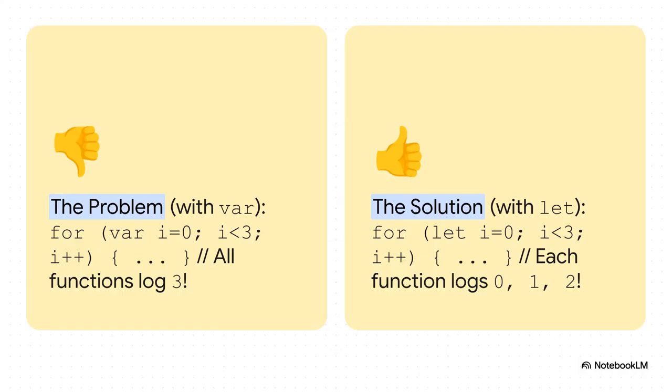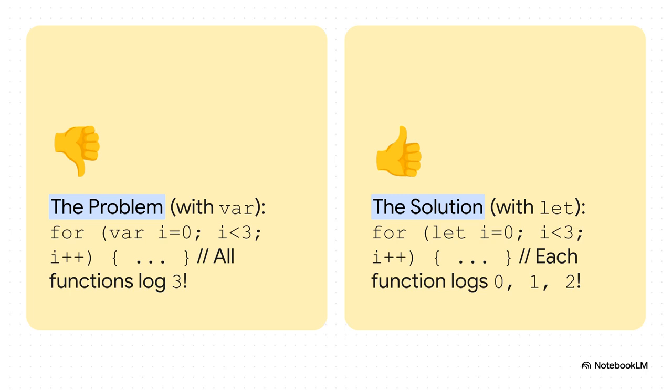Okay, look at this side by side. It's so revealing. On the left, using the old var keyword, we loop 3 times, pushing a new function into our array each time. But when we actually run those functions, they all print 3. Why? It's because all 3 functions created a closure over the exact same i variable. By the time we call them, the loop is long finished, and the final value of that one i is 3.